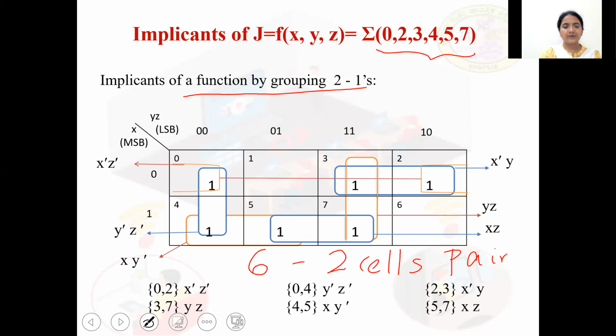The pairs are 0, 2; 0, 4; 4, 5; 5, 7; 7, 3; and 3, 2. Total six implicants we have by grouping two cells. This is the implicants of a function by grouping two ones. And now we don't have a grouping of four ones here, since no four cells are adjacent to each other. So these are the implicants of this function for single minterms and grouping two ones.